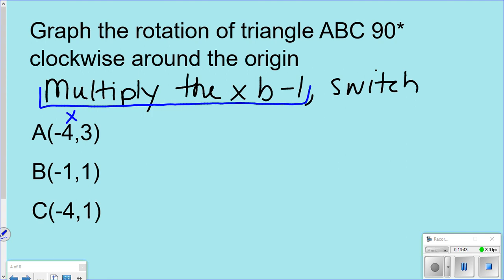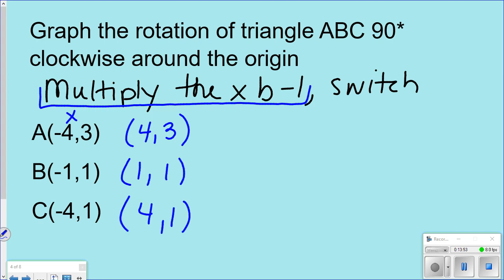Okay, so here's what it would look like then. It'd be 4, 3. It would be -1 times 1, -1 would be 1, 1. And this one would be 4, 1. Does everybody understand how I got those? I took my x's and I multiplied them by -1. -1 times -1, 1. -4 times -1, 4. Okay, but I'm not done yet.